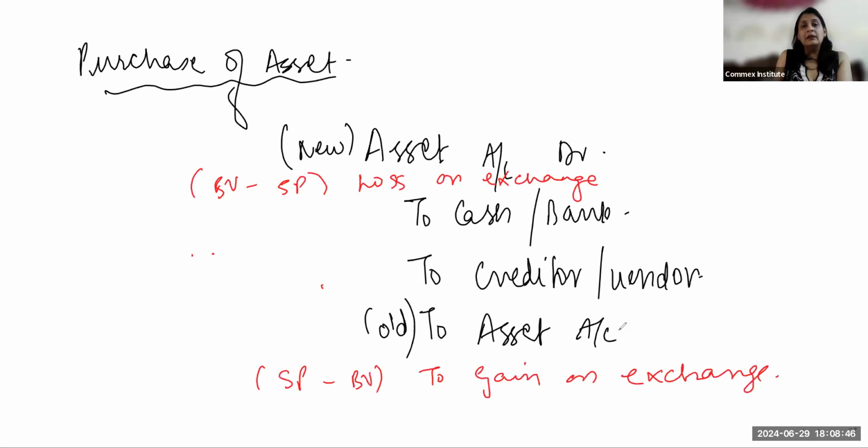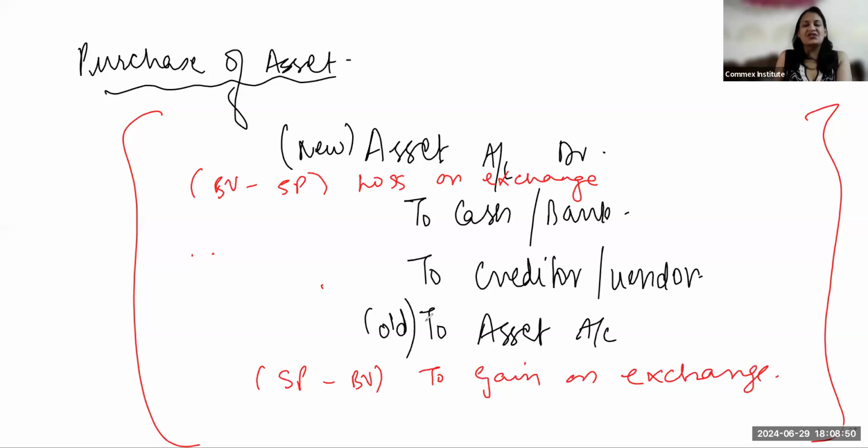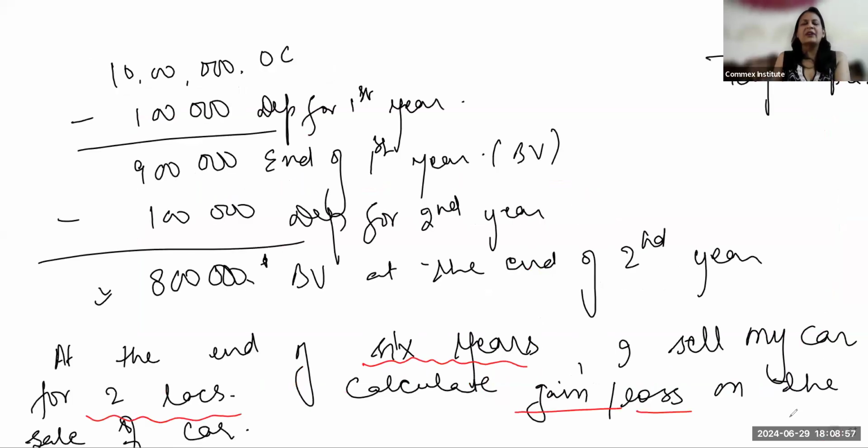So once you're able to calculate this figure, you'll be able to pass this entry easily because you will need to calculate these figures, loss on exchange, gain on exchange. Whether it is sale or exchange, whatever it is, the formulas will remain the same. Exchange value will become your selling price.